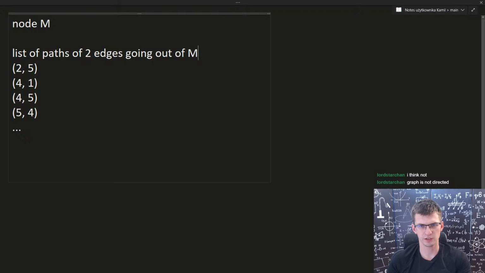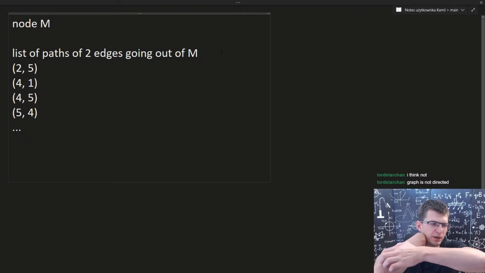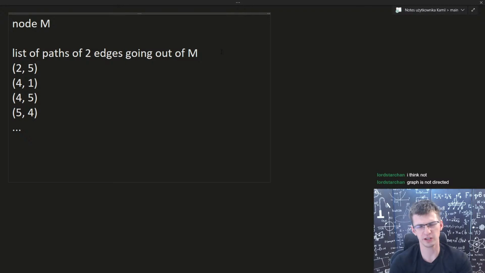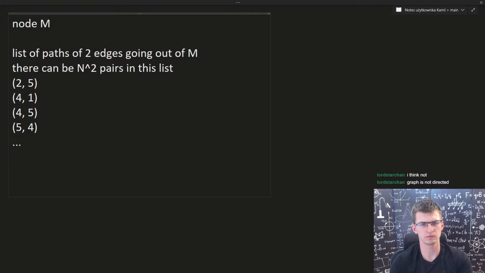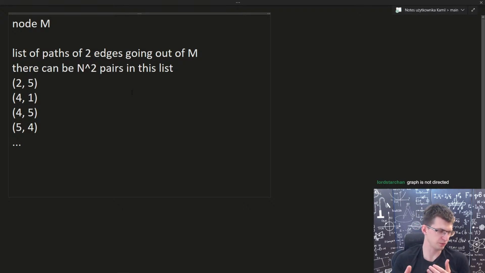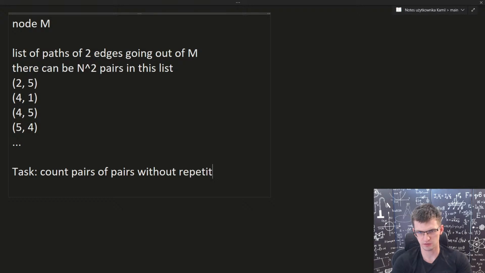And the graph is not directed. Yeah, it's not directed, but it doesn't matter. No matter if it's directed or not, the solution is the same. And there can be n squared elements or pairs, because we find it by, for M, iterating over its neighbors and then over their neighbors. So clearly n squared. And now the task is to count pairs of those pairs without repetitions, in a list of that size.